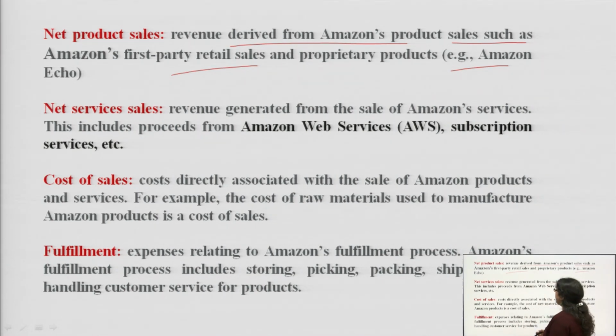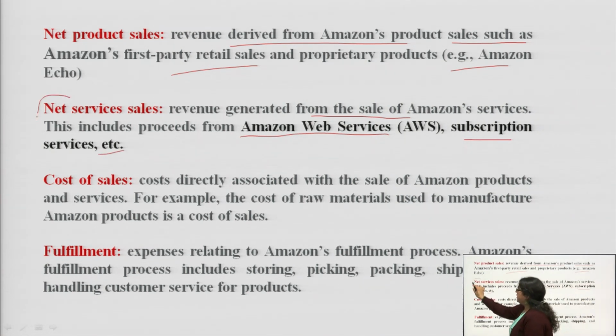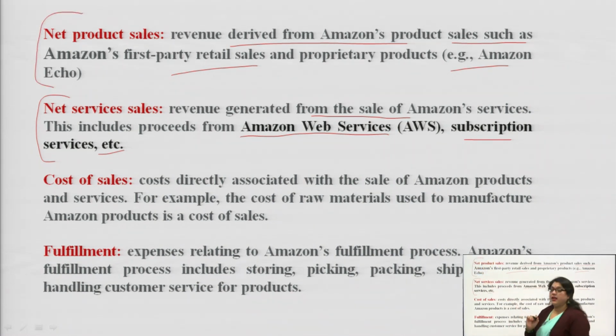Net service sale is revenue generated from the sales of Amazon services, including the proceeds from Amazon Web Services and the subscription and services etc. These are the services which Amazon is providing, as we all know what kind of services they are providing. Net product sale is the income from the sale of products, and net service sale is the net sale which we have done by selling the services.